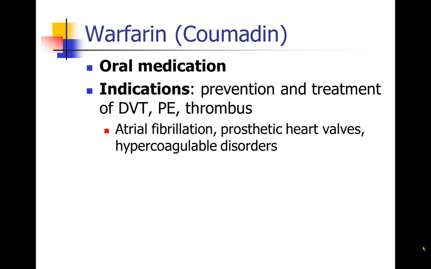This is an oral medication, and patients take it for a variety of reasons, including prevention and treatment of deep vein thromboses, pulmonary embolus, and other thrombus that can occur throughout the body. Patients who have atrial fibrillation, prosthetic heart valves, and other hypercoagulable disorders are all at risk for developing blood clots, and warfarin would be used to prevent or treat those complications as well.